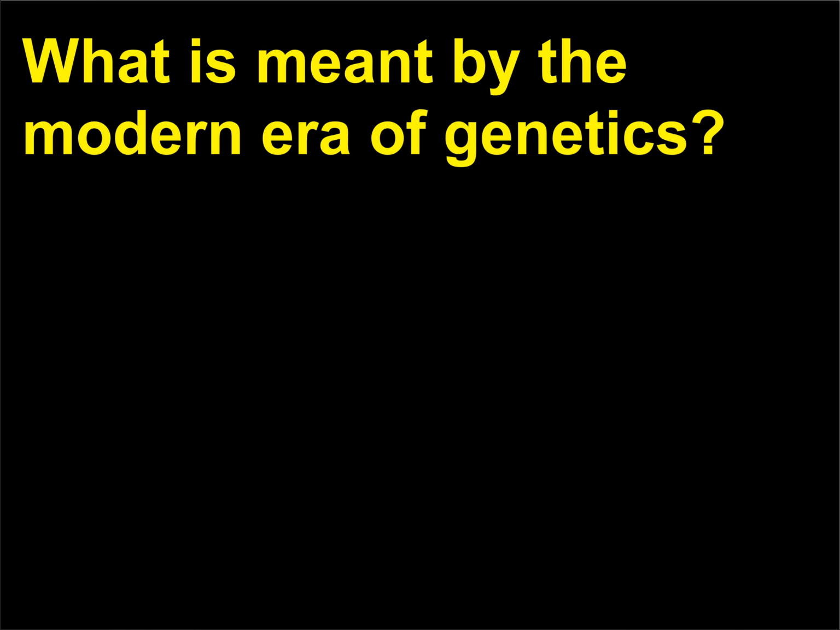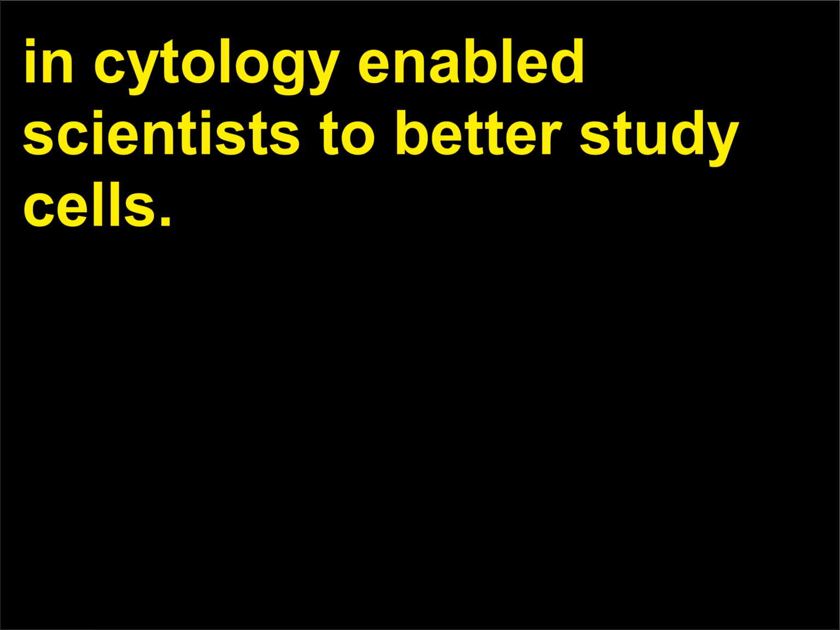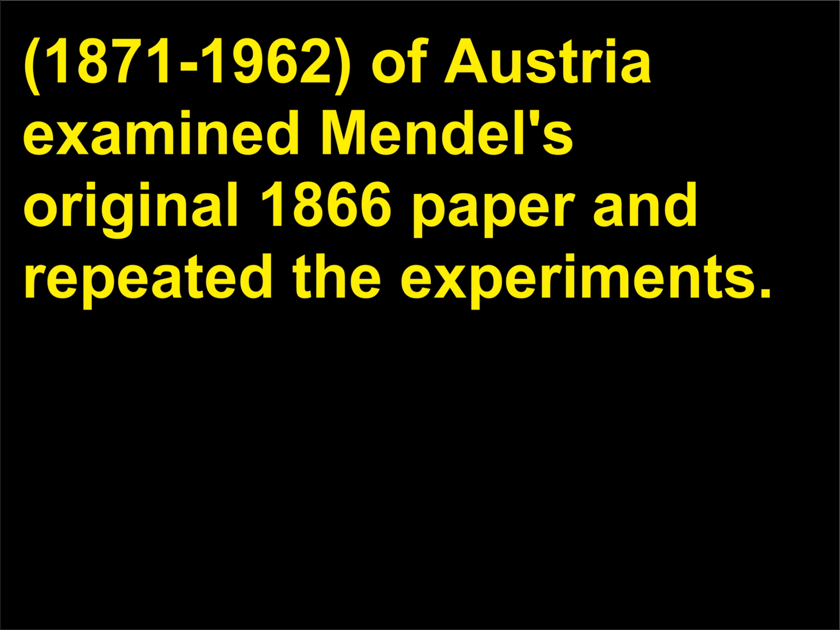What is meant by the modern era of genetics? Mendel's work was really not appreciated until advances in cytology enabled scientists to better study cells. In 1900, Hugo de Vries, 1848–1935, of Holland, Karl Correns, 1864–1933, of Germany, and Erich von Tschermak, 1871–1962, of Austria examined Mendel's original 1866 paper and repeated the experiments.